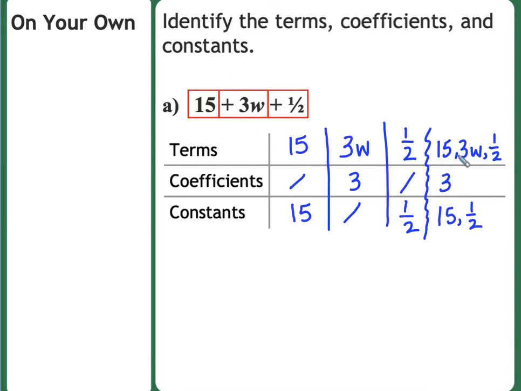Alright, so we have terms of 15, 3w, and 1/2. Coefficient of 3 with the w. We have constants of 15 and 1/2. Notice the only item with variables are the terms. Coefficients and constants are always just numbers.